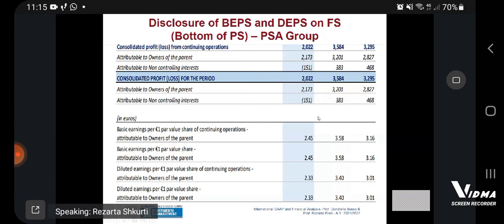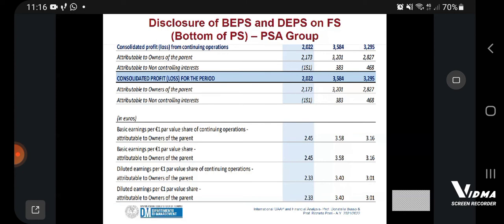What we have represented in these slides is the requirement of disclosing the basic earnings per share and diluted one on the financial statement. Again, the example is extracted from the financial statements of the PCA group. At the bottom right of the performance statement, you can see that the company, after the consolidated profit or loss for the period, shows which part is attributable to owners and which part is attributable to the non-controlling interest.